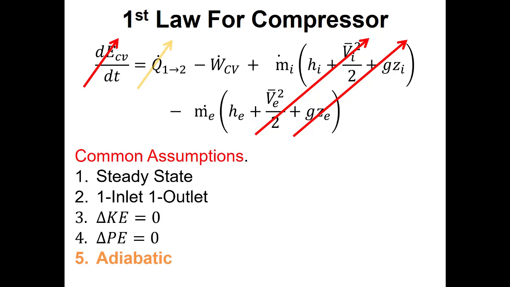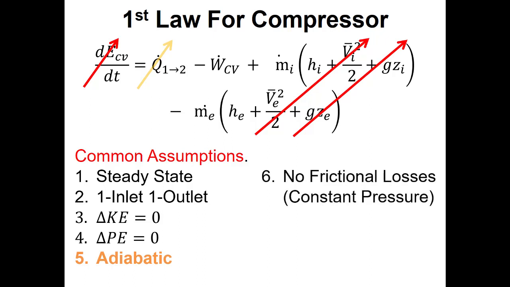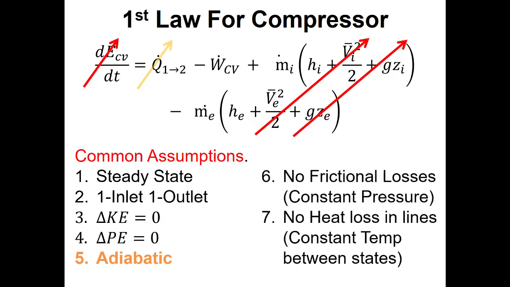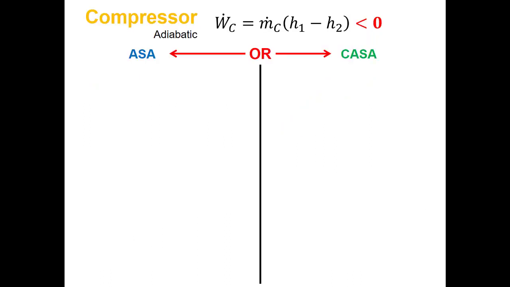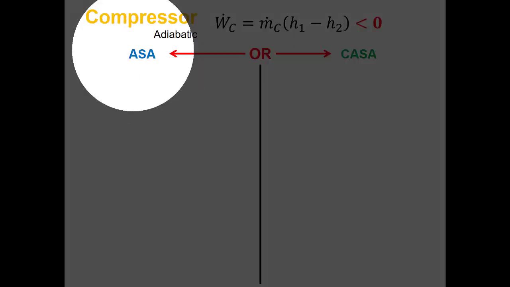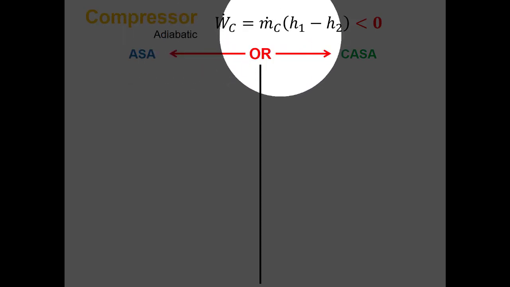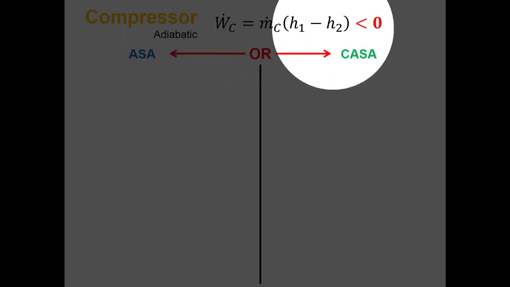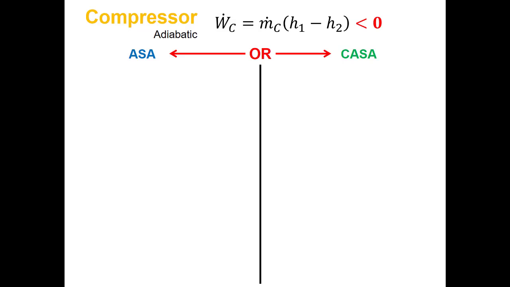We're going to say that the compressor is adiabatic and that there's no friction losses or heat losses anywhere between our components in the Brayton cycle. When I do that, I get that the compressor power is equal to m dot through the compressor multiplied by h in minus h out, or h1 minus h2, and I'm expecting this compressor power to be negative.